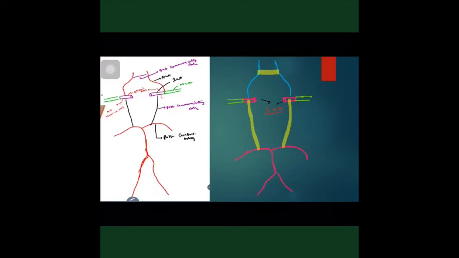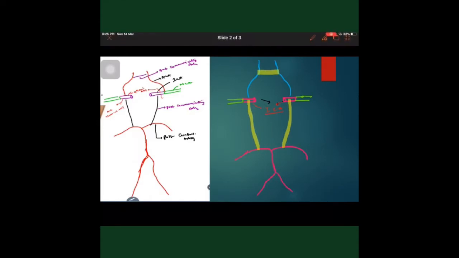The black arrows which I have given in the center for the red marked artery is ICA, that is internal carotid artery. ICA is very important in the formation of the circle of Willis. Then I am marking MCA, that is middle cerebral artery, on both sides. I put a cross mark on MCA because MCA won't help in the formation of the circle of Willis.